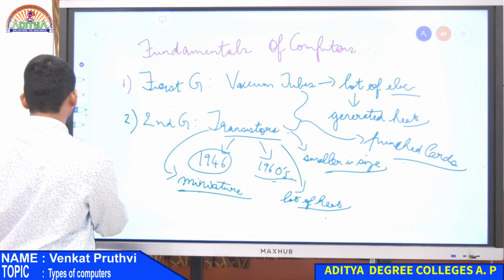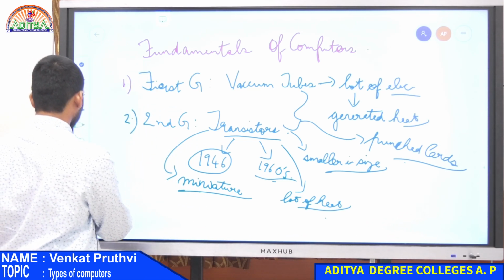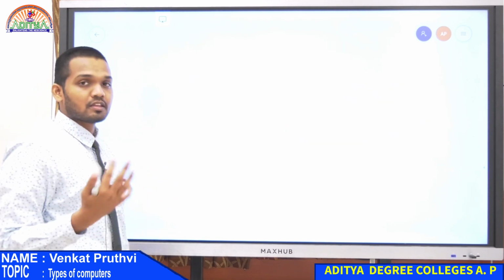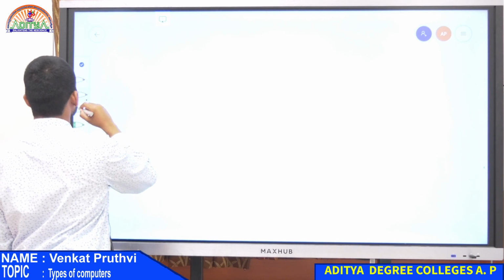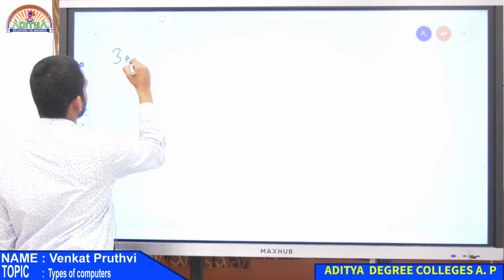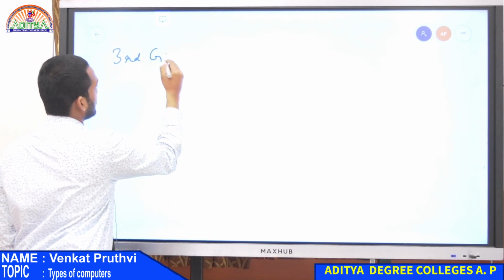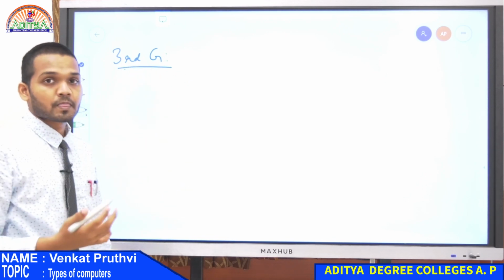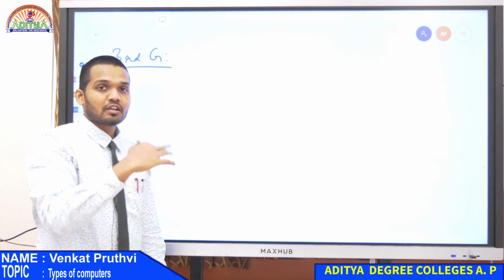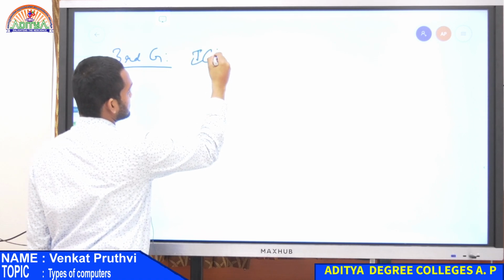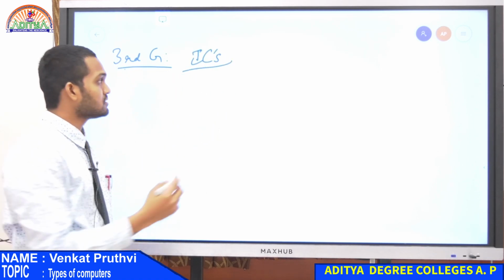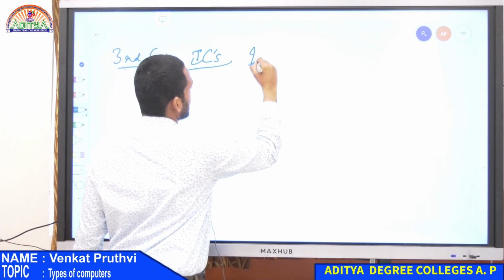Then the next thing we have is the third generation. What do we have in the third generation? In the third generation, we evolved a little more and we started with ICs. What do you mean by ICs? Integrated circuits.